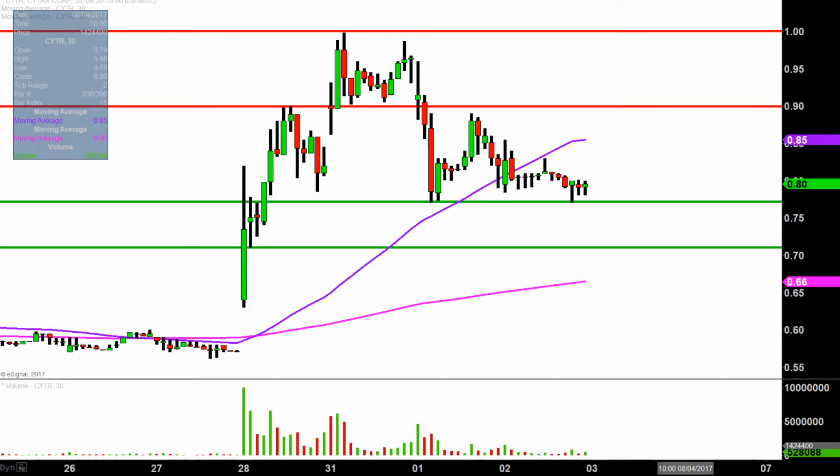And right now, just obviously a deeper and longer term consolidation here. So we'll see if the bulls can build an overall higher base or not.